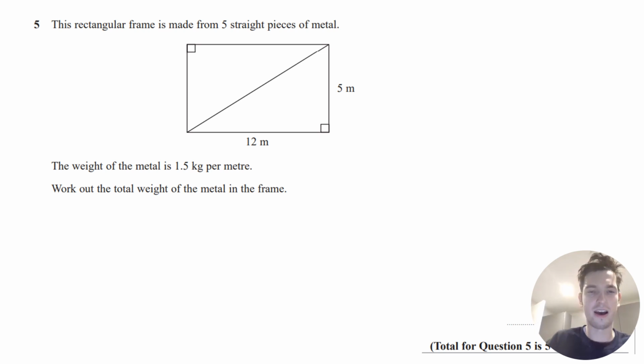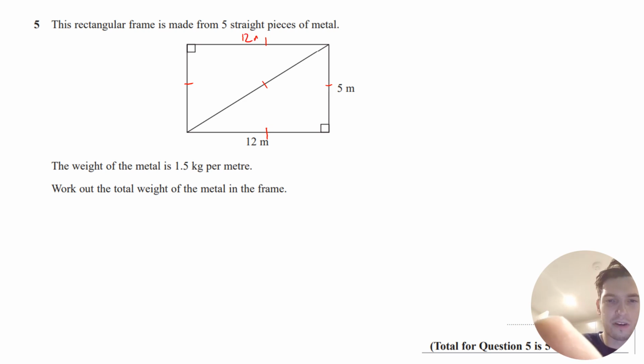Okay, next question. I've got a frame made from 5 straight pieces of metal. And I'm told the weight of the metal is 1 kilogram per meter. Okay, so I think I need to work out the length of all 5 pieces of rod. Let's just check that there are 5. 1, 2, 3, 4, 5. Yeah, okay. So I've got the length of 2 of them. And I think the length of the one on the top is also 12 meters, and this one on the side is 5 meters. But what about the one in the middle?